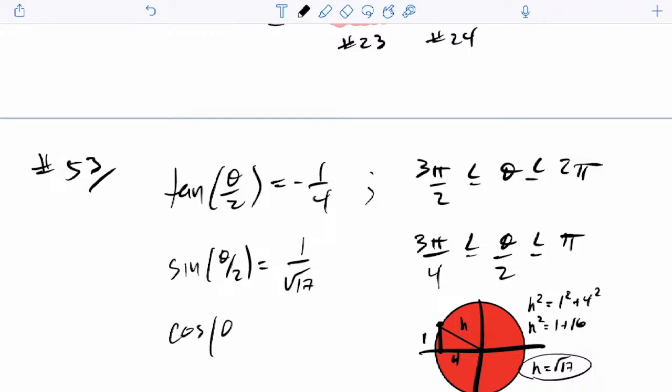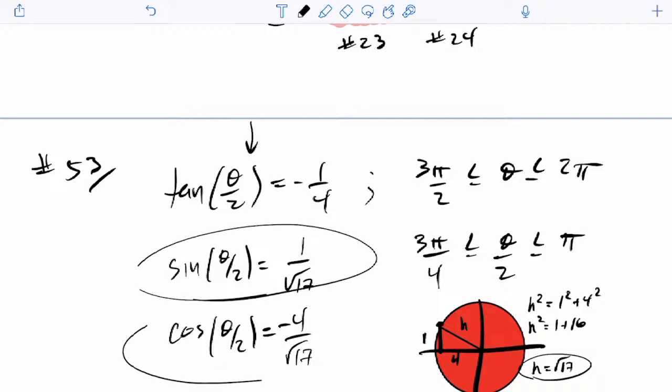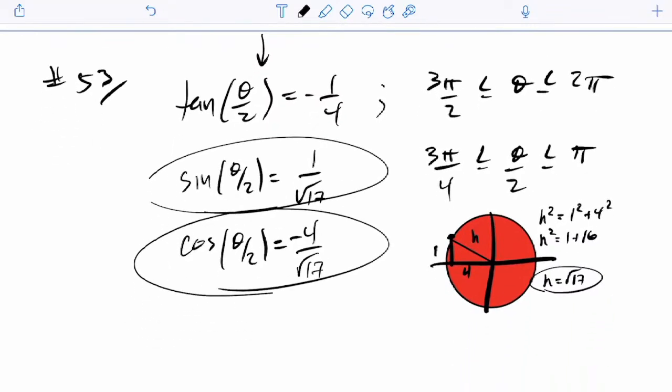And then your cos of theta over 2 is your adjacent over your hypotenuse. And in this quadrant, cos is negative. So now they gave me this, and I've now found sine of theta over 2 and cos of theta over 2. Like you essentially just ignore the theta over 2, and you just find out what quadrant theta over 2 is in, which is what I did here. And then you solve for sine and cos. Now they want me in number 53 to find your sine, cos, and tan.